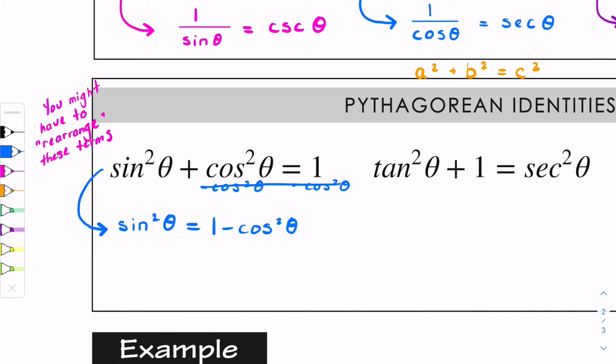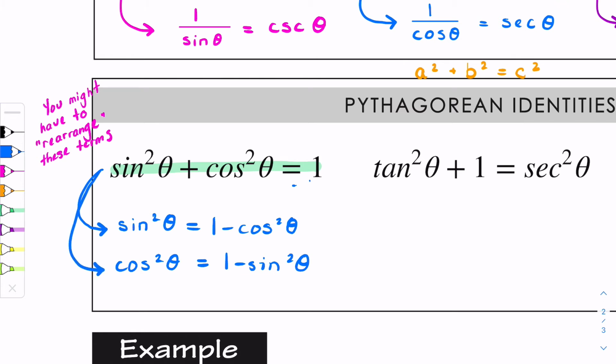Besides that form, we could also subtract sine squared from both sides so that cosine is by itself. And that gives us the identity cosine squared of theta is equal to 1 minus sine of theta squared. So this one identity gives us two more identities, just rearranging the terms.